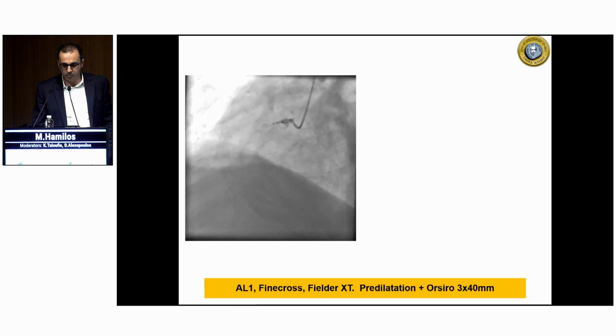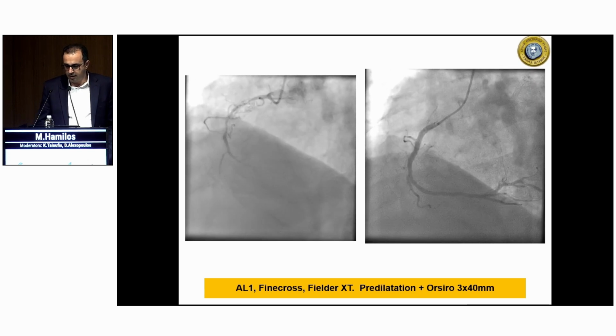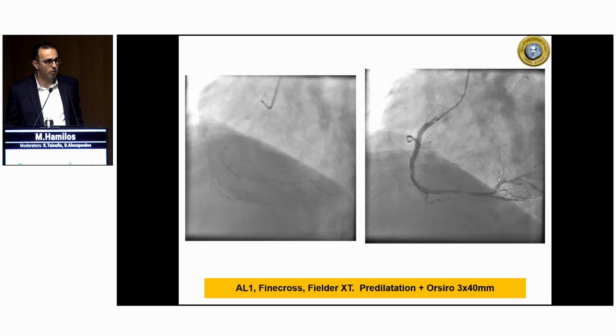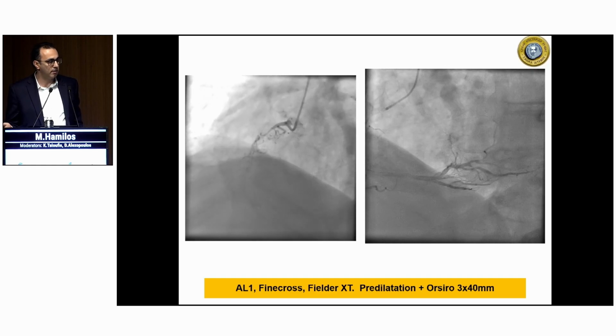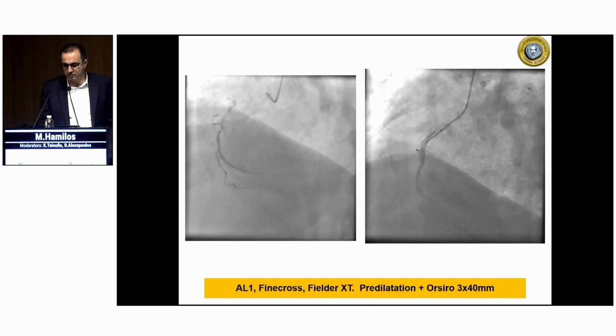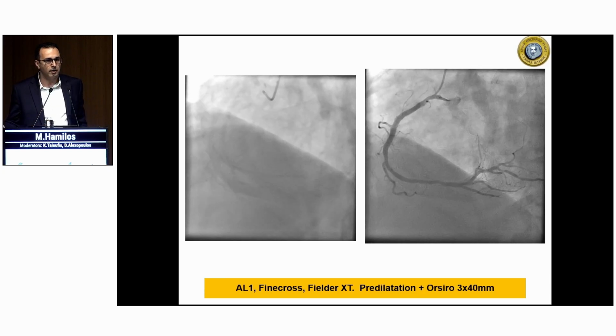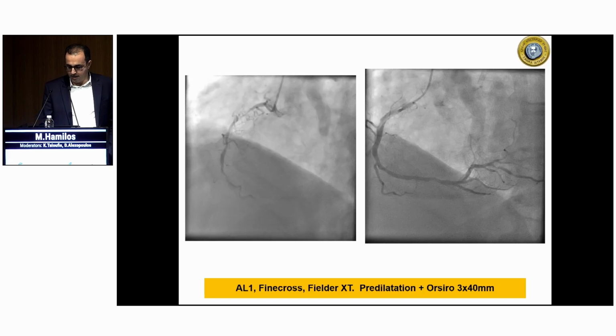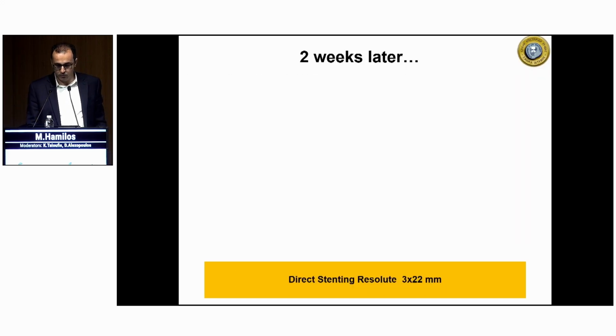So we started with a quite easy procedure. This was actually a functional CTO, I would say, with a Filter XT and predilatation and a 4 mm stent. We had this, which I consider a good result. So we stopped there, and then the patient came 2 weeks later to see what we would do for the left coronary system.